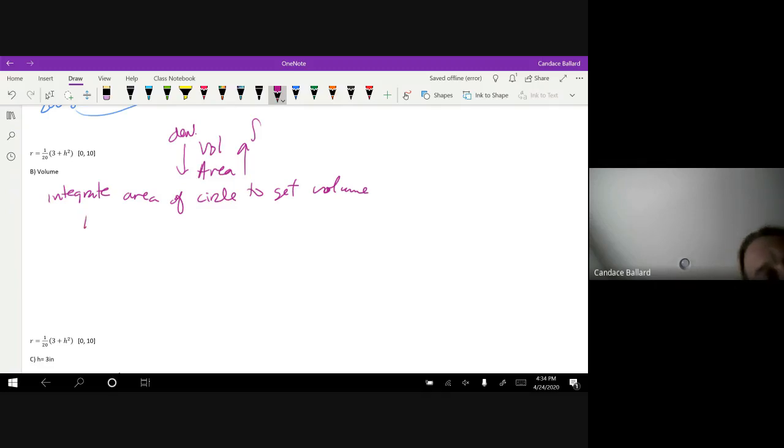So the formula for area of a circle, hopefully you know this, is pi r squared.